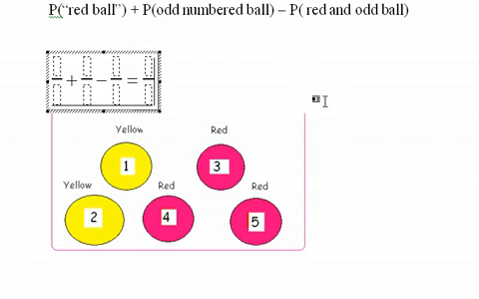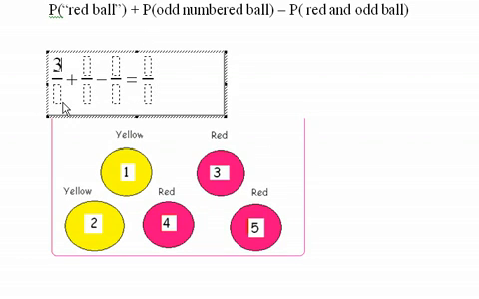Okay, got to get rid of that. The probability of drawing a red ball is 3 out of 5. So I'll put a 3 here and I'll put 5 here. The probability of drawing an odd number ball, how many odds? There's 1, 2, 3 odds out of 5. So this is 3 out of 5. And then the probability of drawing a red odd ball. Let's see how many there are. There's 1 red odd, 2 out of 5. And I think that comes up to 4 out of 5. So the probability of drawing a red ball or an odd number ball is 4/5. 4/5 of the time you will do that.